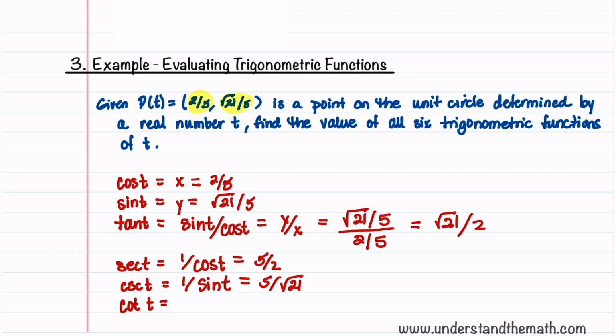And then lastly, our cotangent t is 1 over tangent t. So we'll invert our numbers for tangent t, and we'll get 2 over the square root of 21. In evaluating these types of trigonometric functions, the starting point is to realize that x is equal to cosine t and y is equal to sine t.